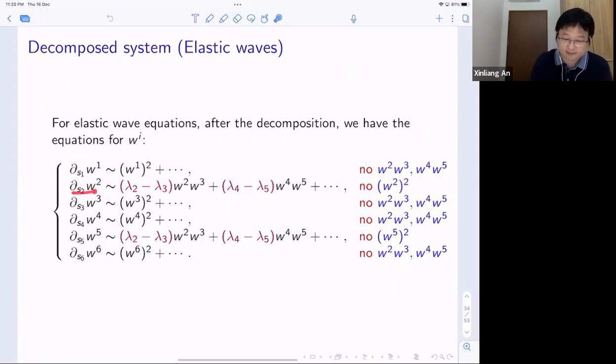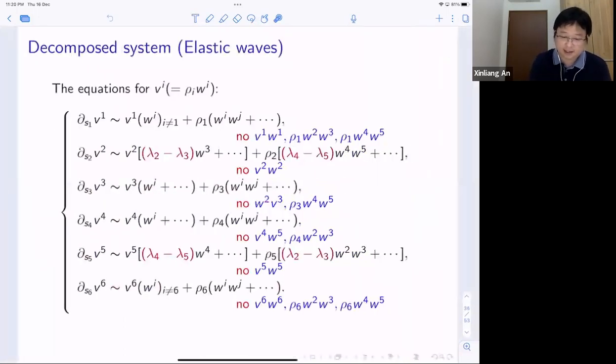But for the equation for W2, we're not that lucky. So we have W2 times W3, W4 times W5, but we have a small factor in front of them, which means there is a small coefficient in front of here. And later we will see it also plays a very important, crucial role in the analysis. And yes, there are also other structures.